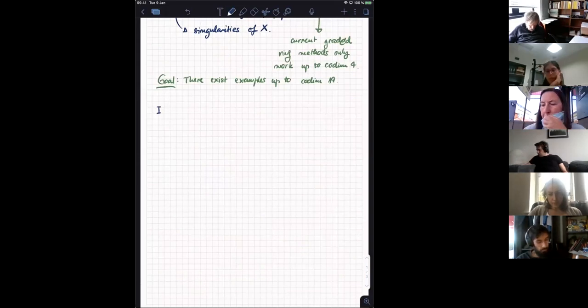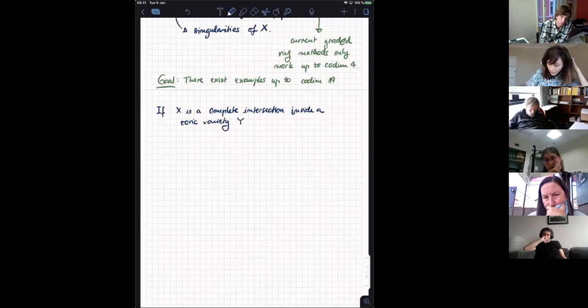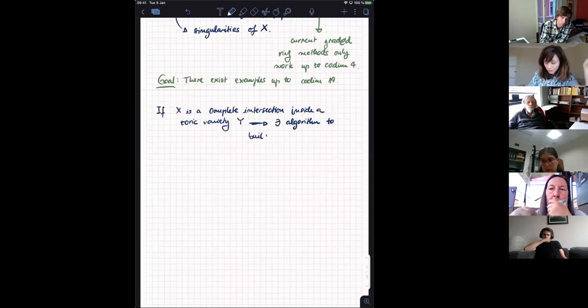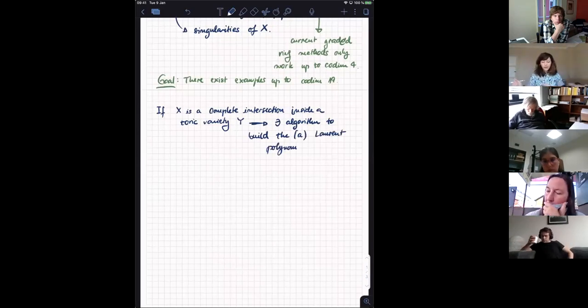So if X is a complete intersection inside a toric variety Y, then there exists an algorithm to build its Landau-Ginzburg mirror, its Landau-Ginzburg model, to build the Laurent polynomial, or a Laurent polynomial, mirror to it, via this correspondence.